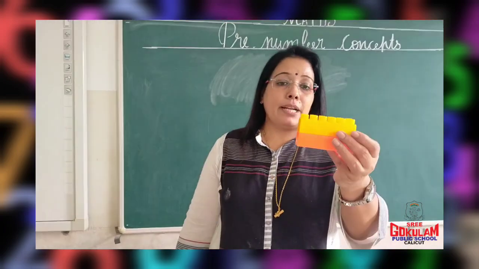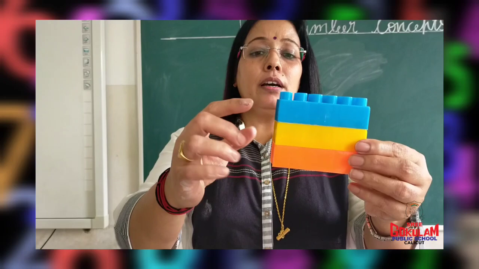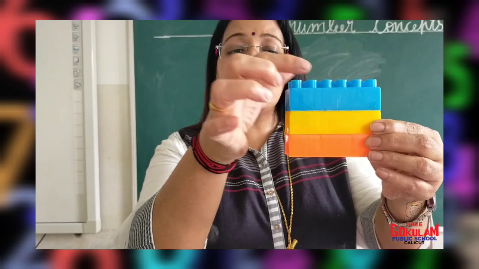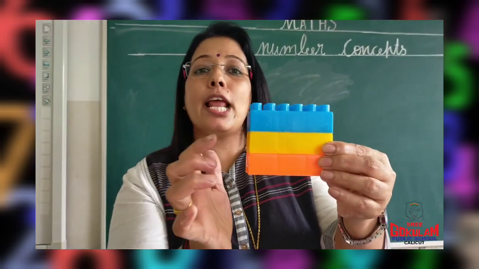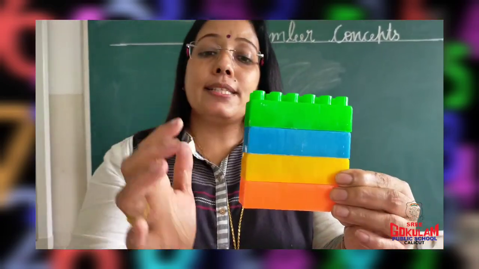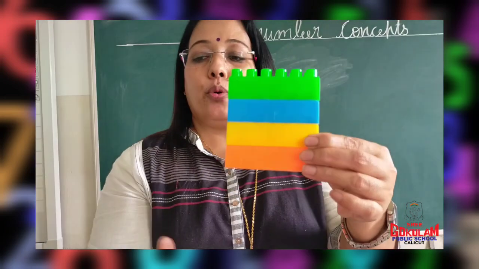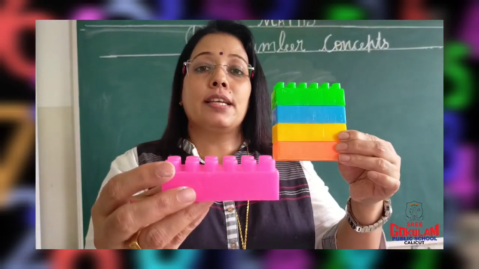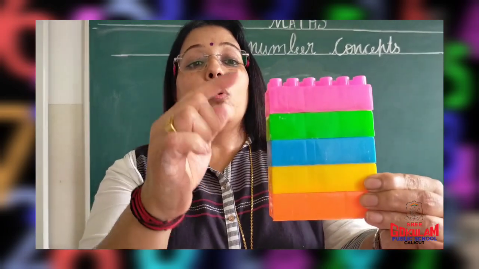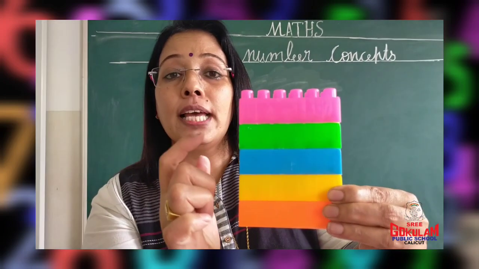Okay, can you see these building blocks? Now this building block, I fix it here. Now this blue building block is above this yellow. Now see, I fix this green here. Now this green is above this blue. Which color is this? Yes, this is pink color. So I fix it here. Now which color is above? This pink color is above this green color.